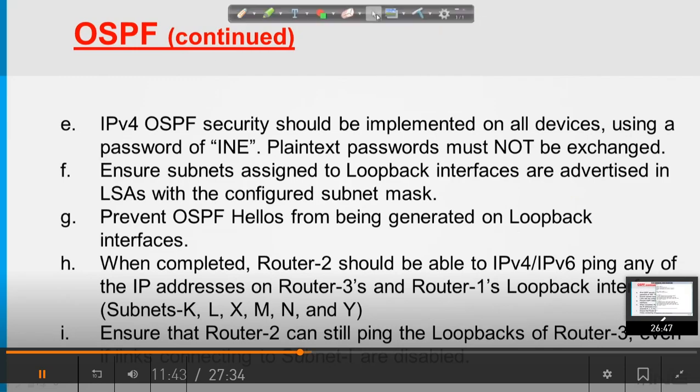Prevent OSPF hellos from being generated on loopback interfaces. Well, if you've already done the EIGRP section of this lab, you know that what that's referring to is passive interfaces. Once again, making those loopbacks passive. When completed, R2 should be able to V4, V6 ping any of the IP addresses on R3 and R1's loopback interfaces.